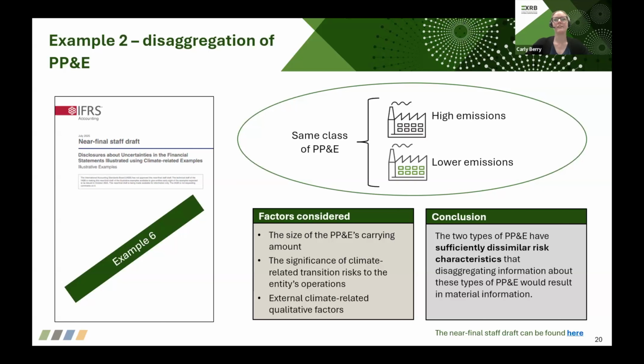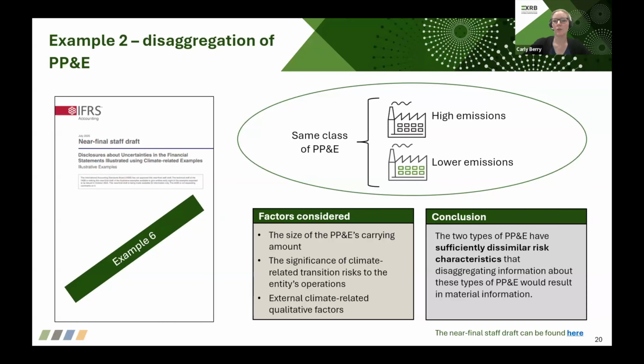So here we'll discuss a summary of example 6, which illustrates how an entity may disaggregate the information it provides in the notes about a class of property, plant, and equipment, or PP&E, on the basis of dissimilar risk characteristics, if this is necessary to provide material information to users.